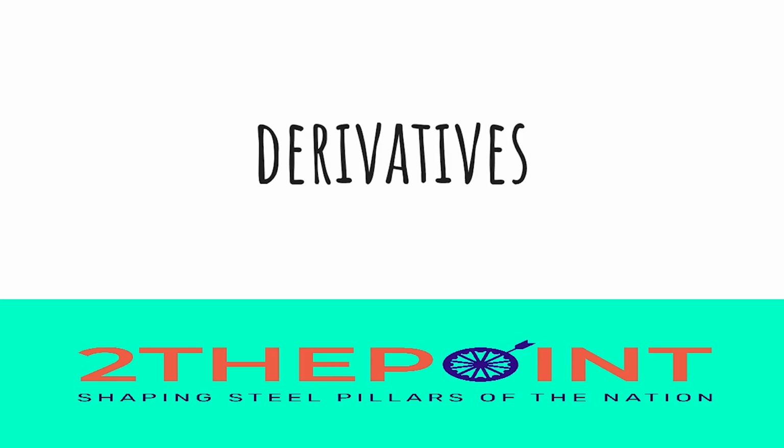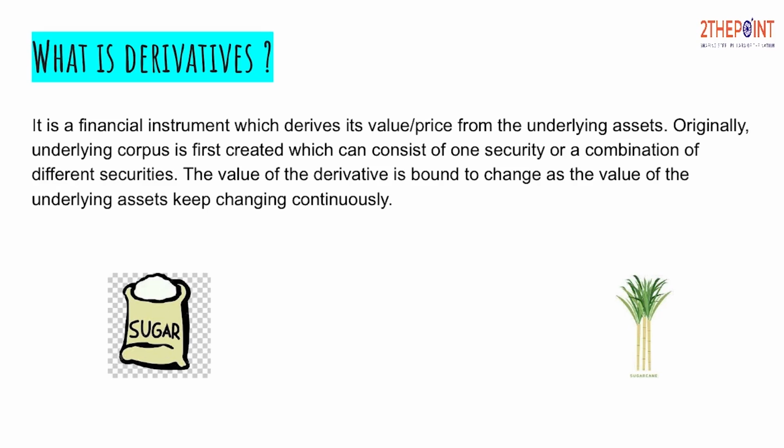In this video we will understand a financial instrument known by the name of derivatives. So we'll start with the meaning. I'll first explain an example which will make it easier for you to understand what derivatives are. Every one of us consumes sugar, isn't it? And from where do we derive sugar? It is the sugar cane from where we derive sugar.